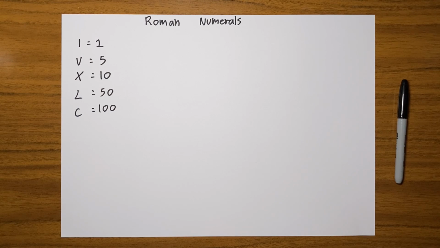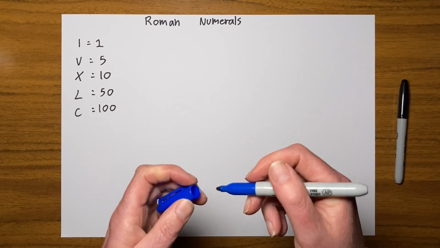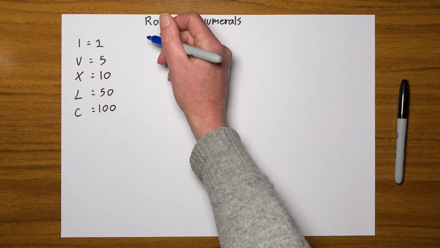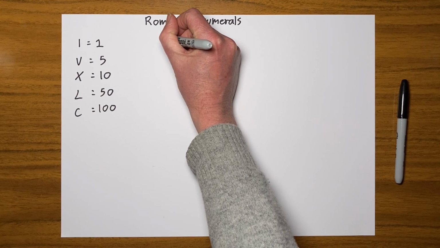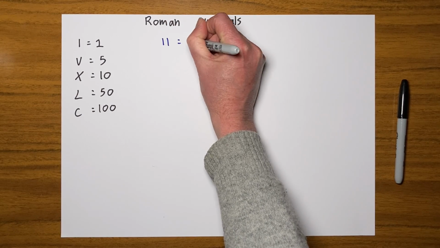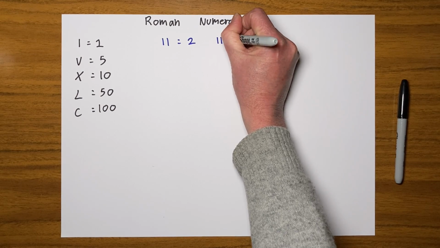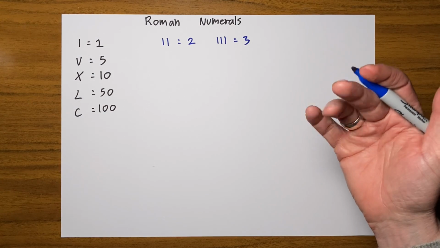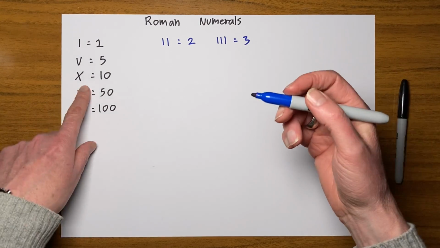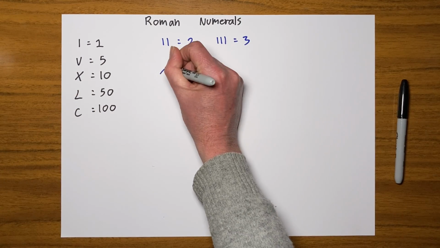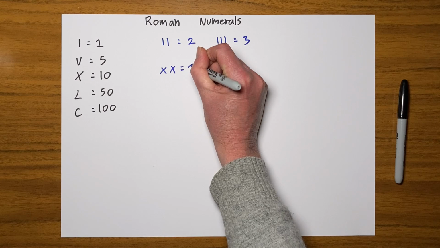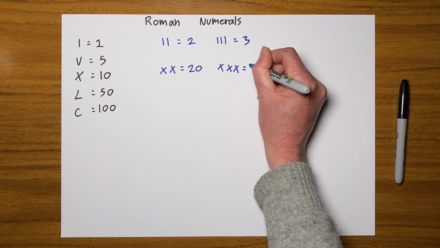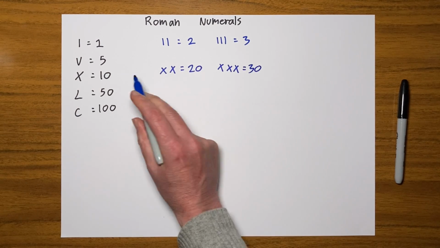Now the first thing to think about is how many times I can repeat these letters and which letters I can repeat. So for example, if I was going to do 2, nice and easy, I can do I, I, and that equals 2, and I can go I, I, I, and that equals 3. So that is not a problem, okay? And I can do exactly the same with X. So I can have X, X equals 20, and I can have X, X, X equals 30, because it's 3 lots of 10.